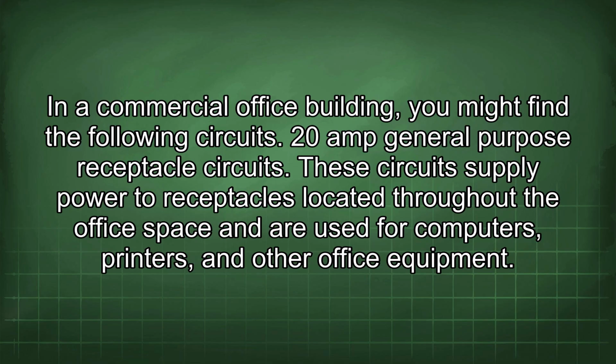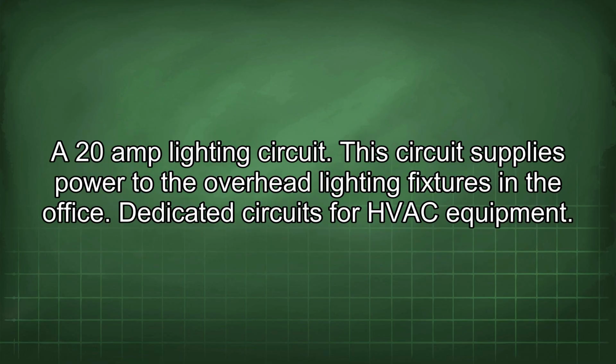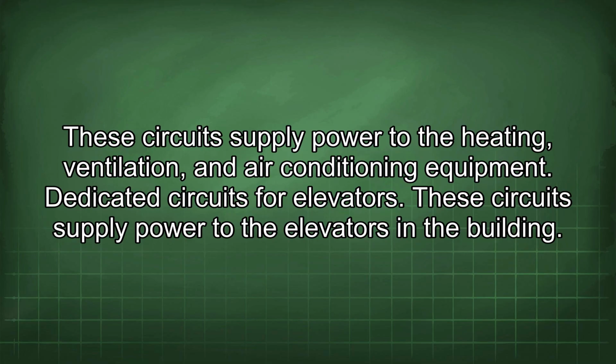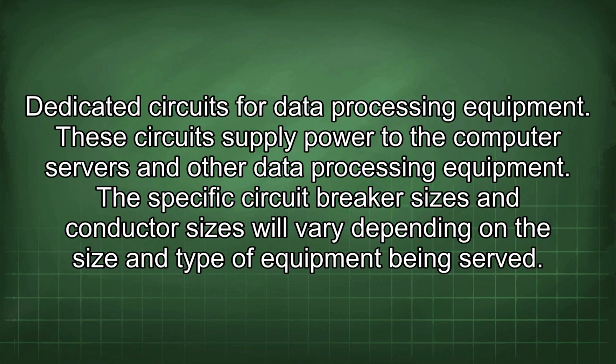In a commercial office building, you might find the following circuits. 20 amp general purpose receptacle circuits. These circuits supply power to receptacles located throughout the office space and are used for computers, printers, and other office equipment. A 20 amp lighting circuit. This circuit supplies power to the overhead lighting fixtures in the office. Dedicated circuits for HVAC equipment. These circuits supply power to the heating, ventilation, and air conditioning equipment. Dedicated circuits for elevators. These circuits supply power to the elevators in the building. Dedicated circuits for data processing equipment. These circuits supply power to the computer servers and other data processing equipment.